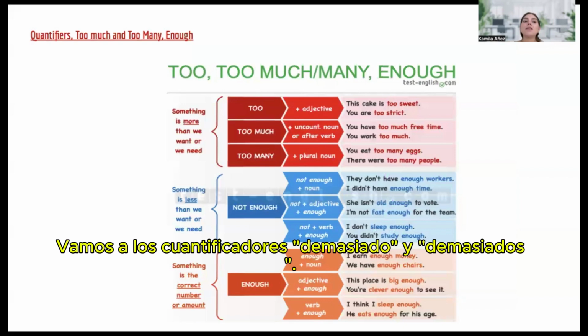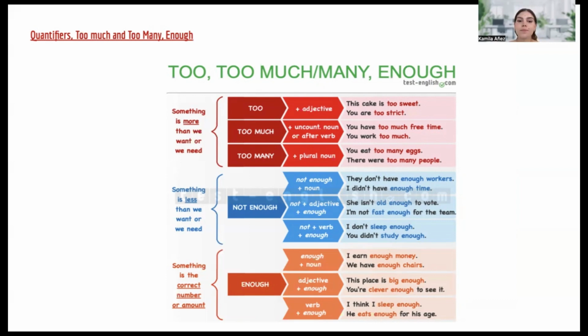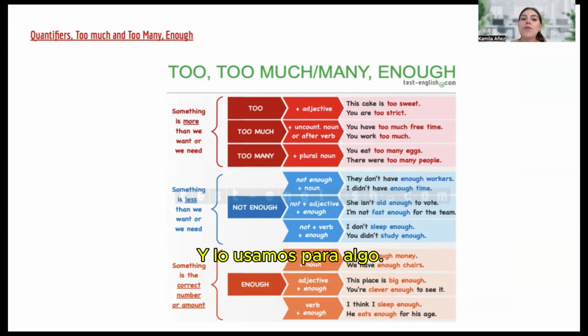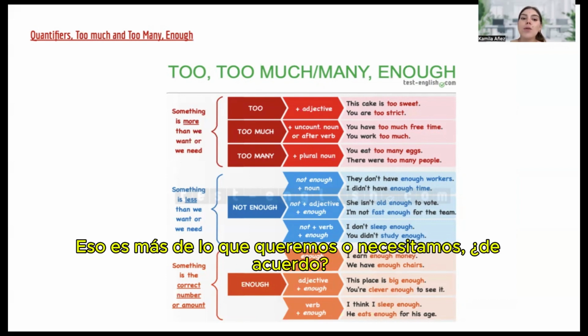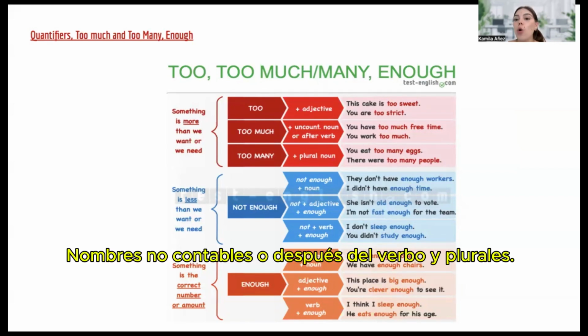okay? Let's go to quantifiers such as too much and too many, and of course, enough. Okay? Too much, too many, enough. For too much and too many, we use them for something that is more than we want or we need. Okay? We can use it with adjectives, uncountable nouns, or after a verb and plural nouns.